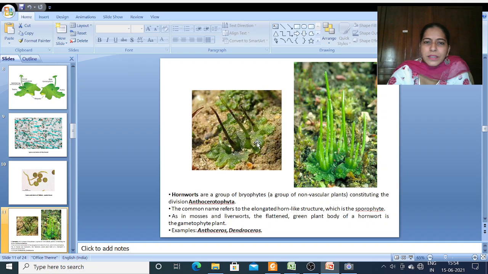Now here this is the flat thalloid surface, that is the gametophytic structure. Over here also you can see, and these are the hornworts, or you can call them the sporophyte. Sporophytes have an intercalary meristem, and that is why they grow quite long. And the main plant body over here, again, is a thalloid gametophytic plant. Examples are Anthoceros and Dendroceros.